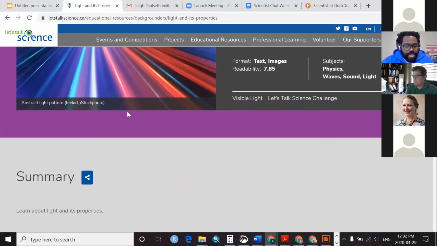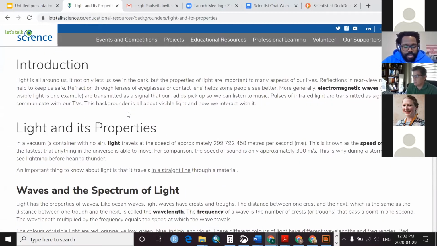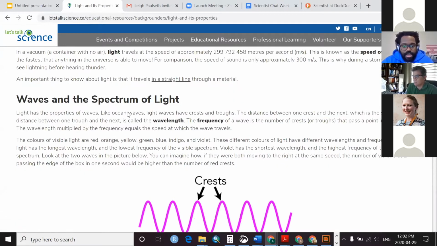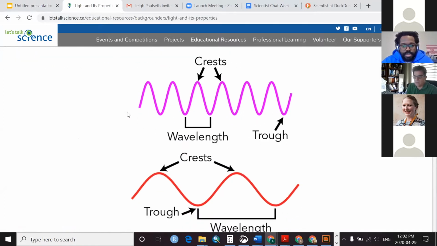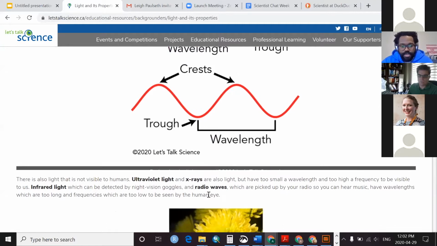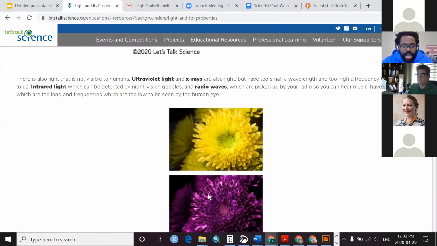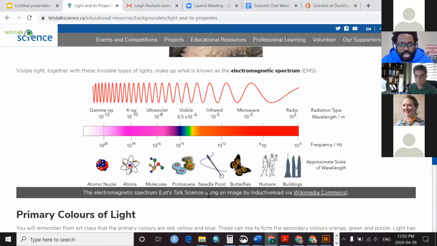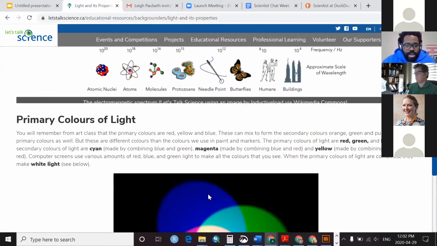So just a few things I'll be looking at are things like light and its properties. So we're looking at the crest and the waves of light, things like the crest, the trough, and the wavelength. We'll be looking at the various parts of the electromagnetic spectrum and the primary colors.